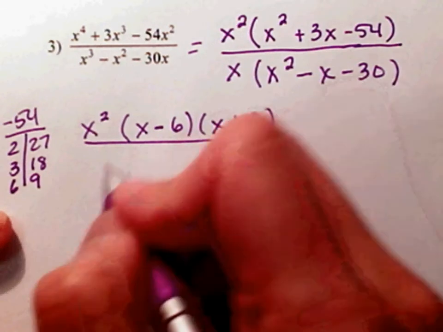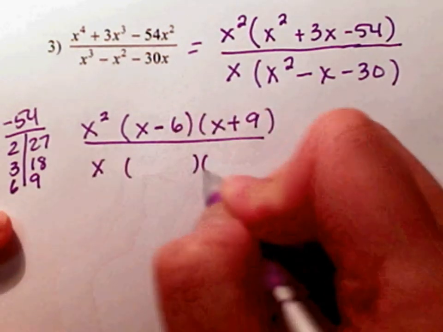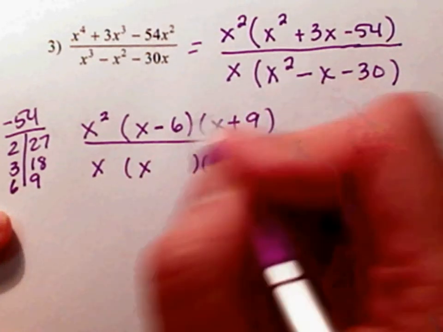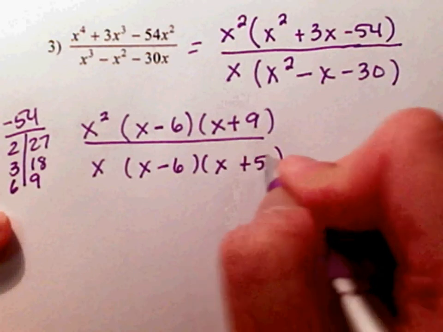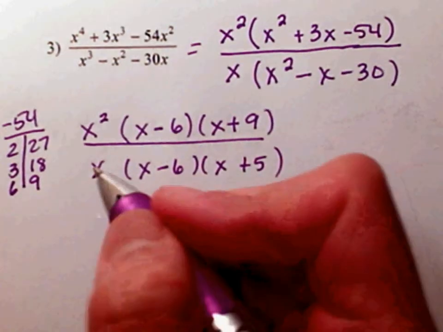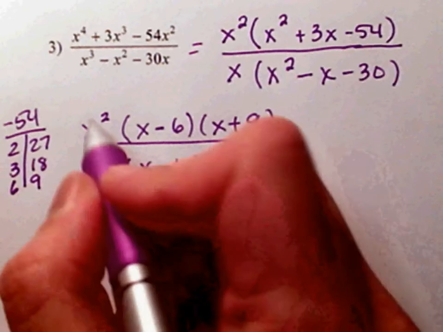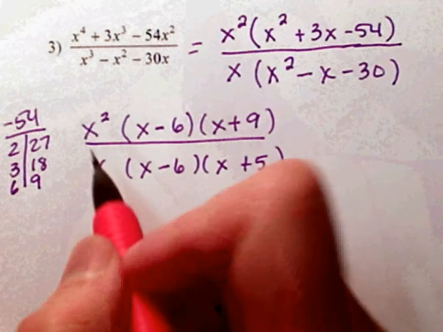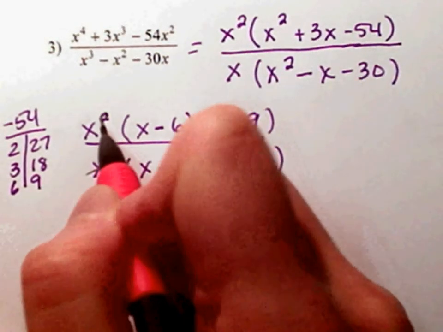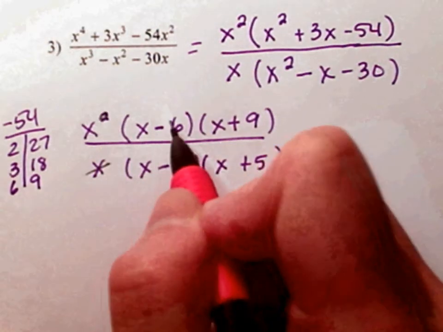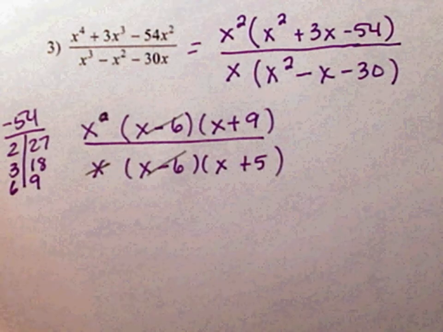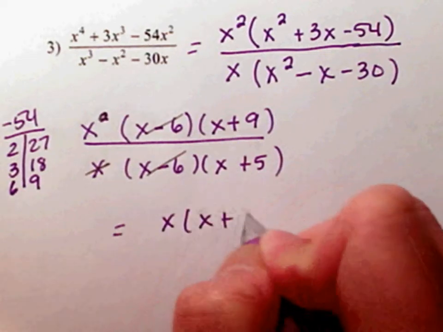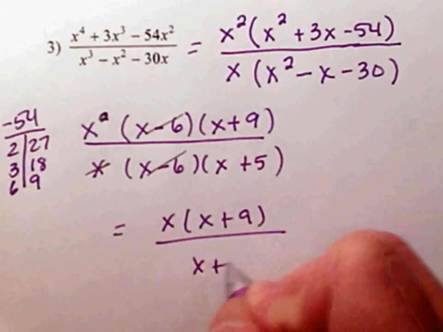Do your denominator as well. Bring down your x. 2 numbers that multiply to give you negative 30 is going to subtract to give you 1. Minus 6 plus 5. Okay? Next part, you're simplifying, you're making it smaller. See how you have x squared here and there's an x? I'm going to cancel out this x. That leaves you with that 1x up there. Okay? These guys will also cancel. And when they cancel, you're left with x times x plus 9 over x plus 5.